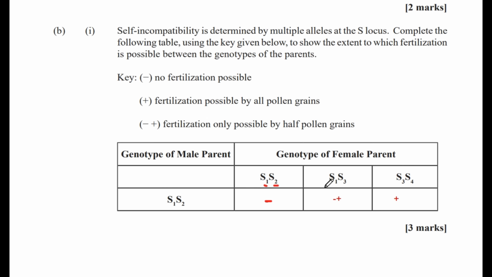Now this one has S1, S3. So it has 1. So any of those pollen grains that have the S1 allele would not be fertilized. But S3 is not present in the male parent. So any S3 ones will be able to fertilize. So the S1 ones will be minus, that means no. And the S3 ones will be the plus. And S3, S4, since these don't have any S1 alleles or S2 alleles, all of these would be able to be fertilized.